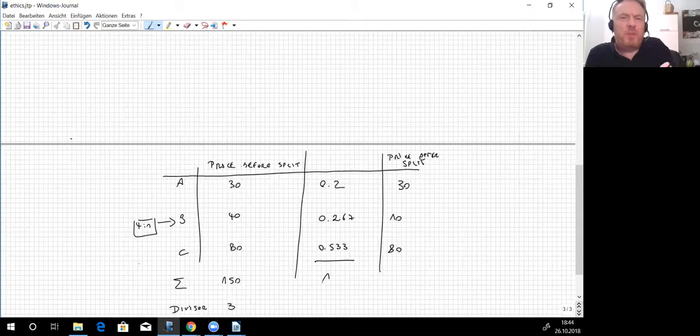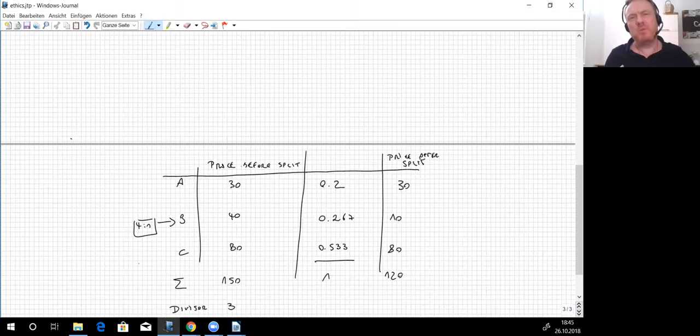Now, as you can see, the problem with the divisor, with this price weighted index, can be seen very clearly, because all the weights may change. All the weights will change because now it is 30, 10, and 80, which is no longer 150, but 120, which causes a problem because the divisor does not stay 3. If it was 3, then it would be 120 divided by 3 equal to 40 and no longer equal to 50.